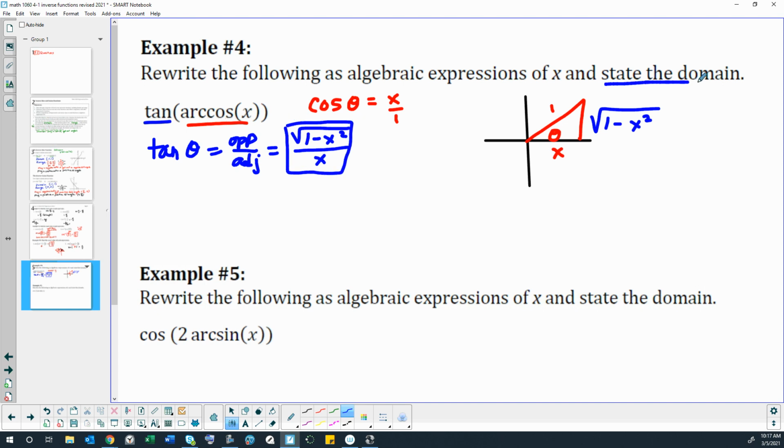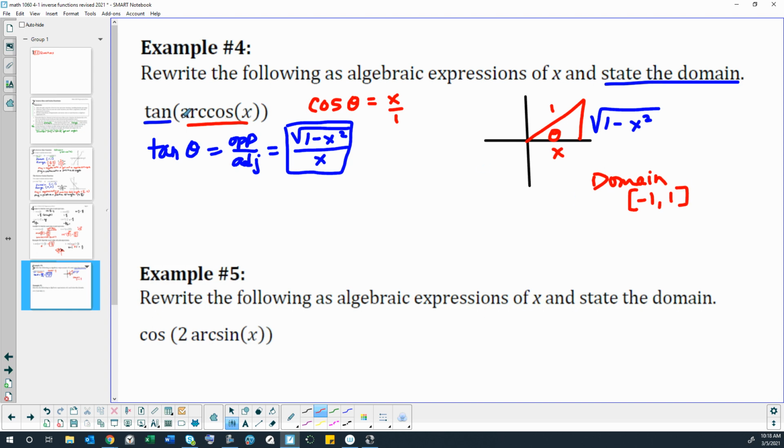The last step of this is to state the domain. The only domain we need to be wary of here is, well, there's two things we have to pay attention to. So the first one is the domain of the arc cosine, because all we can do is plug in values of ratios that will work for inverse cosine, right? So that's between -1 and 1. So for our cosine domain, it would be from -1 to 1.